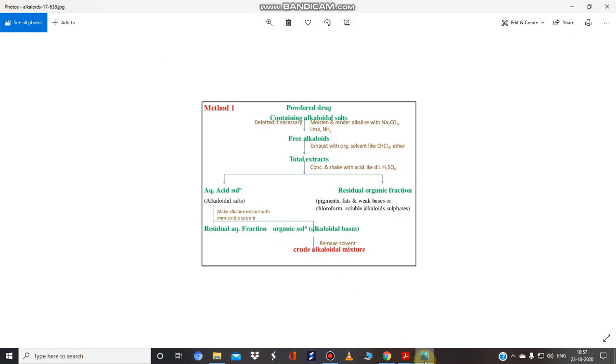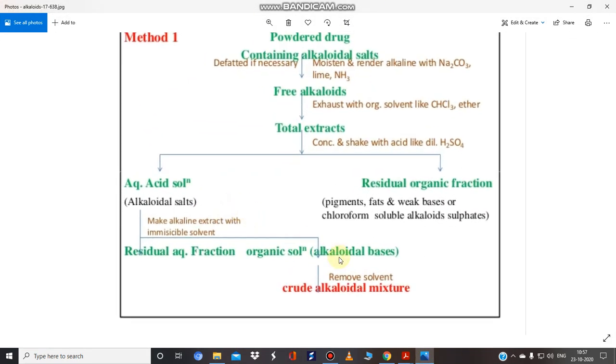So first of all, let's recall a bit. For the extraction and isolation of alkaloids, we use a general procedure as follows. First of all, any alkaloid drug was taken. Sometimes over here it is written defatting. As we know, a drug is a complex mixture of phytoconstituents. So what do we mean by defatting? It's the removal of fatty material.